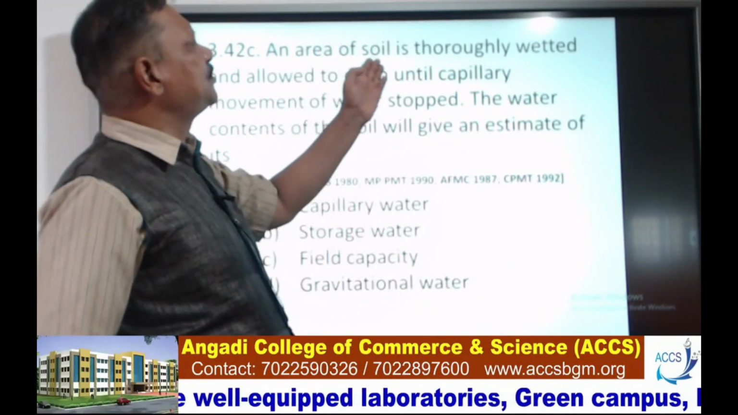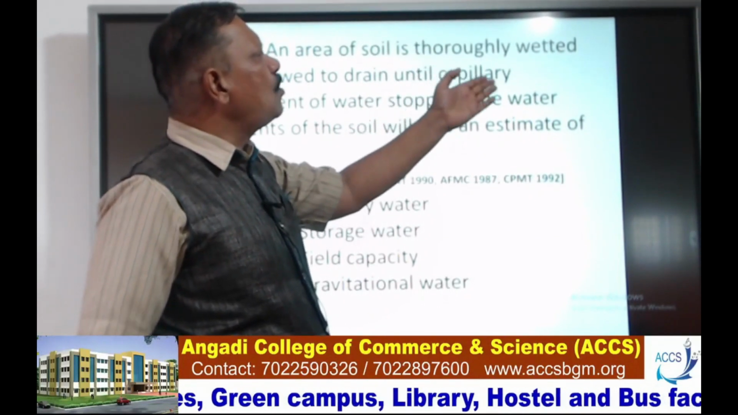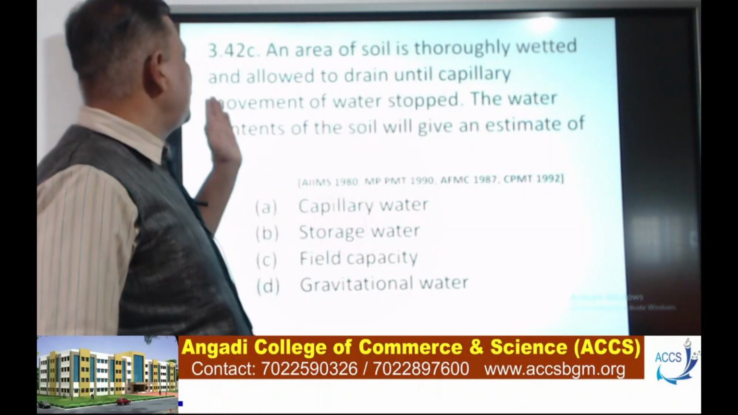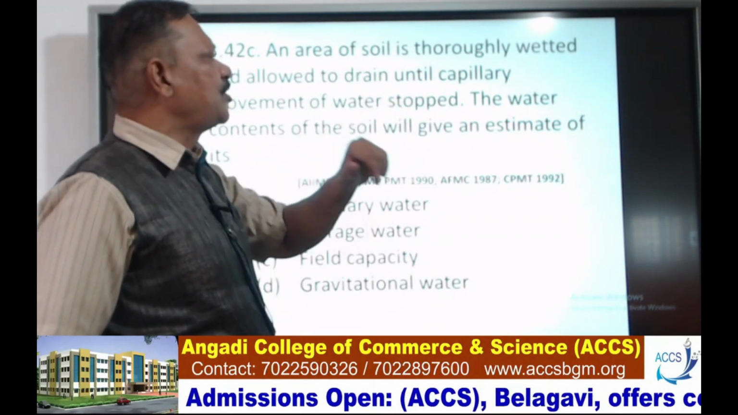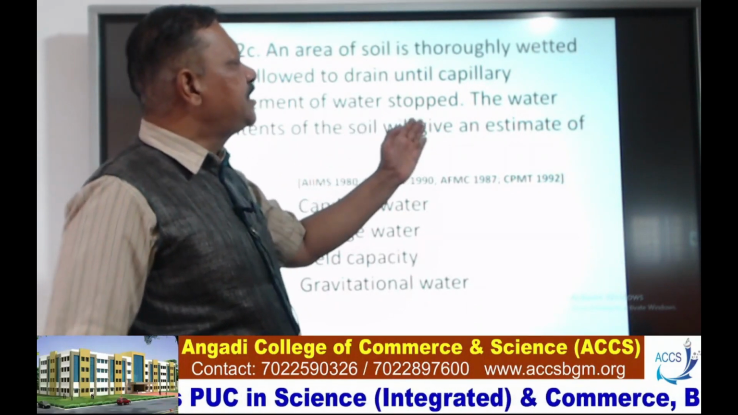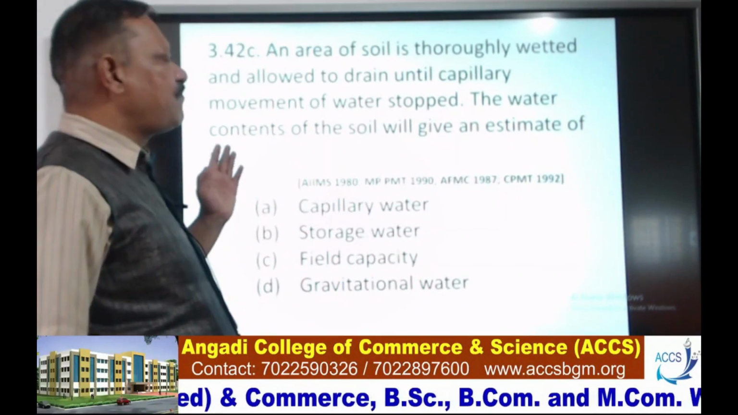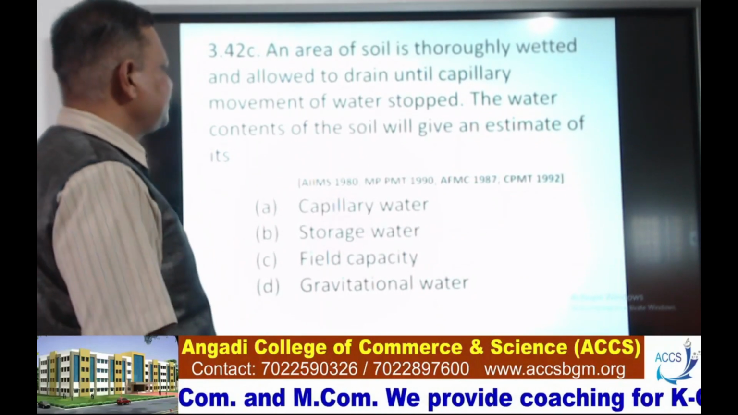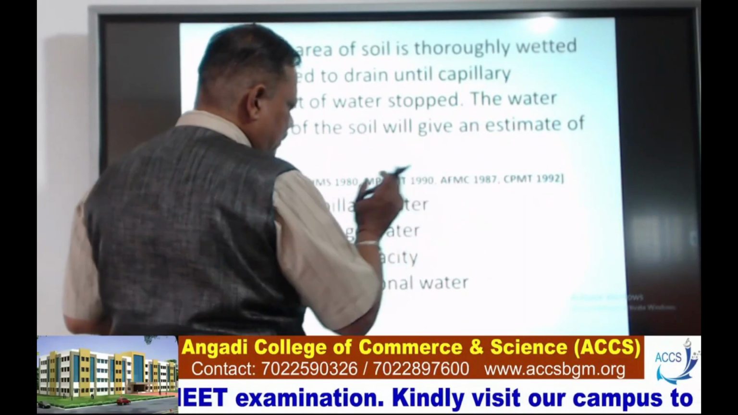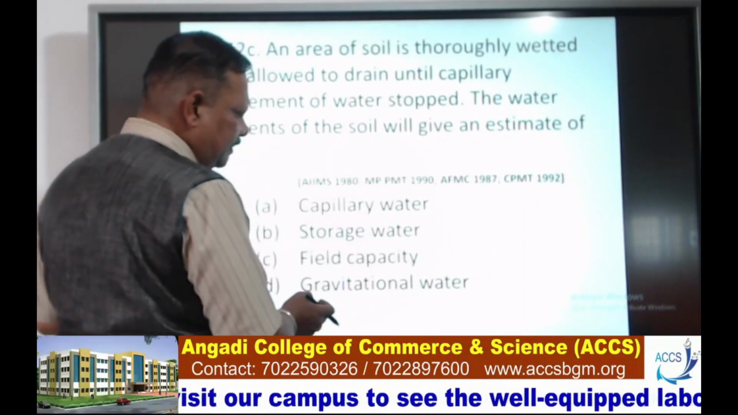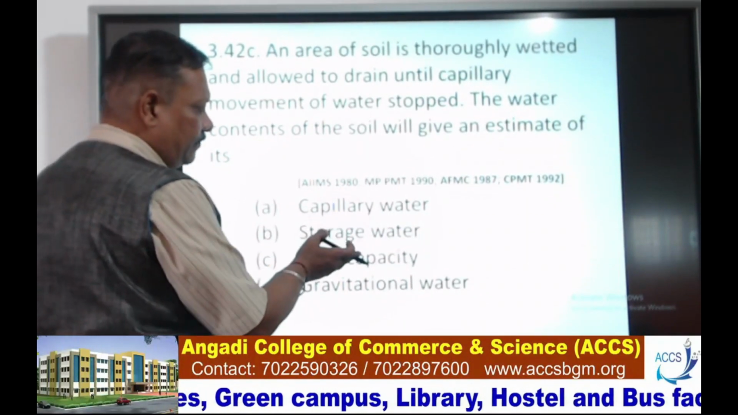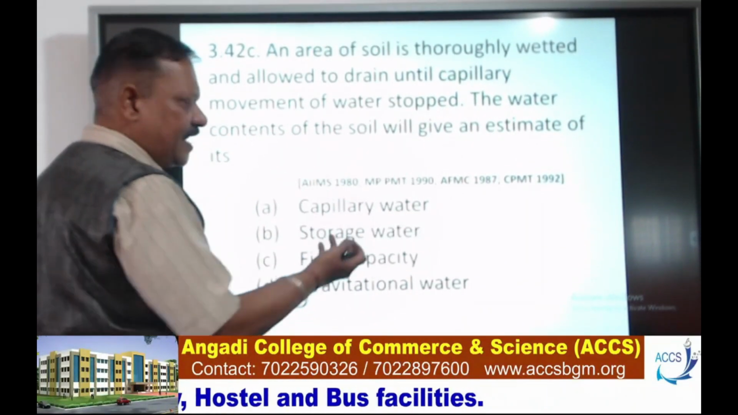An area of soil is thoroughly wetted and allowed to drain until capillary movement of water stops. The water content of the soil will give an estimate of its options: capillary water, storage water, field capacity, gravitational water. It is called option C, field capacity. Next one.